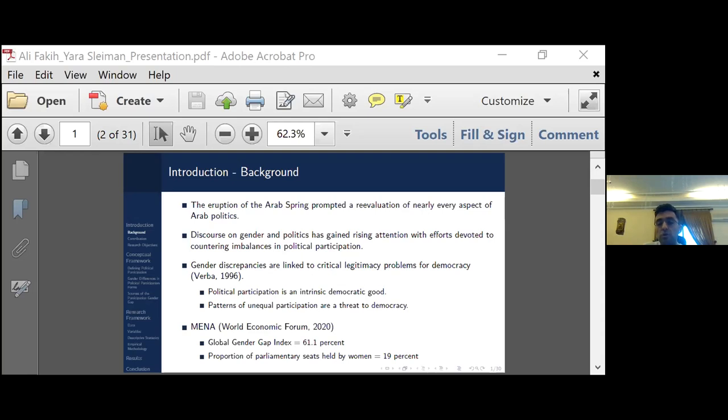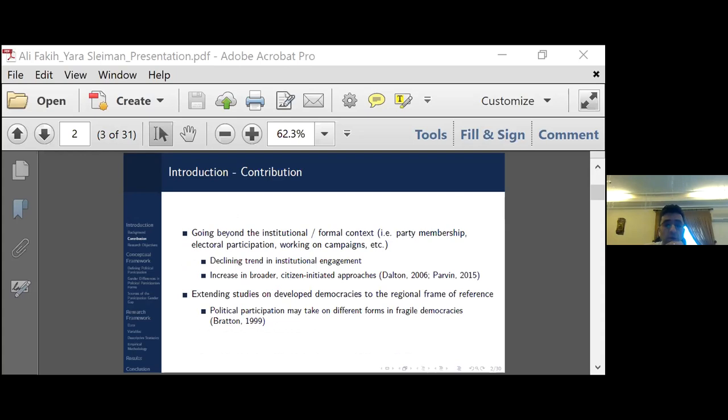So we raised that question about political participation in particular, to provide novel evidence highlighting the difference that may exist across gender. The contribution of this paper can be split into two categories. Basically we want to go beyond the formal and classical classification of institutions.